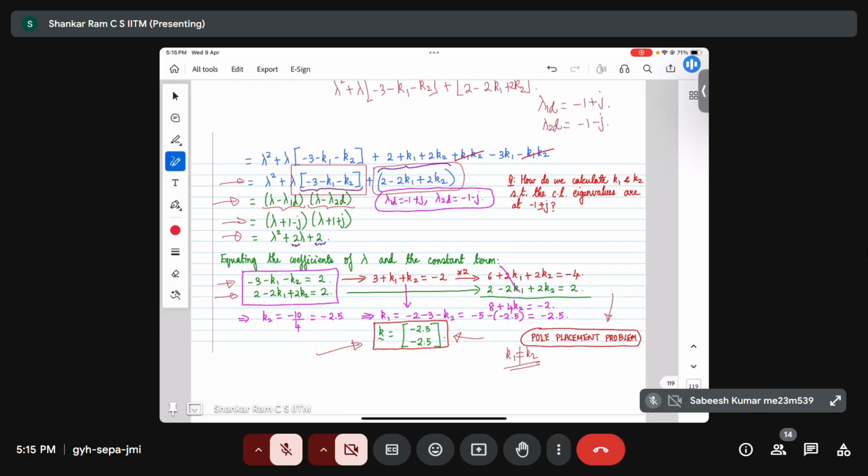Then we need to look at controllability, and then we design the controller by designing the closed loop eigenvalues. So that's what we have to do. This is the entire process. Any questions on this process?